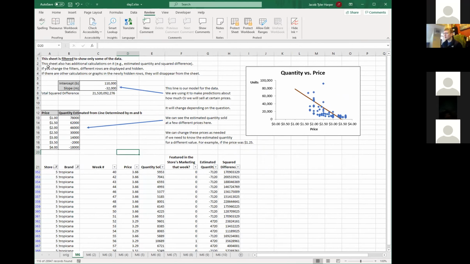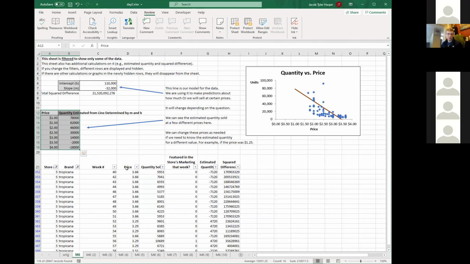So when you're looking at this spreadsheet, this guy up here in the top left is sort of a model for our data. So that line, that slope and intercept, is what we're using to predict or to make predictions about how much OJ will sell at certain prices. And these two numbers up here are going to change throughout the module just depending on the question. This little section underneath that are just a few different estimated quantities sold for a few different prices. But usually if you want to look up estimated quantity for a specific price, it's easier to find it here than skimming for a particular price down here.